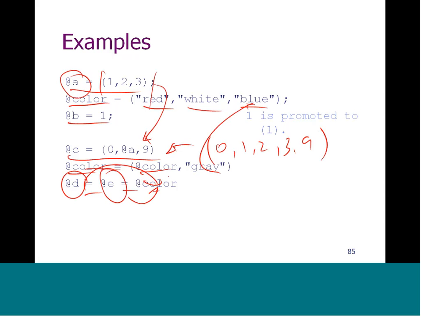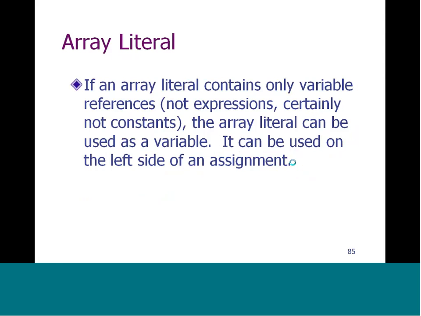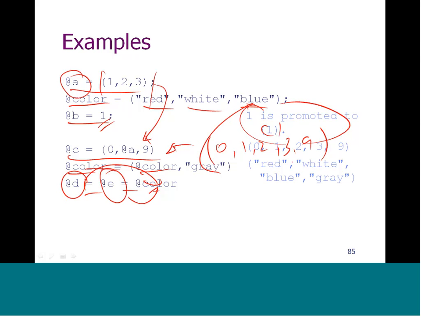So one more clarification here: the one I mentioned is basically a single element array, so it will be promoted, with the parentheses, and it will be an array type. So here the same thing, like 0, 1, 2, 3, 9, and then here again the gray is added to the end, and then both $D and $E are assigned the same color as the variable.